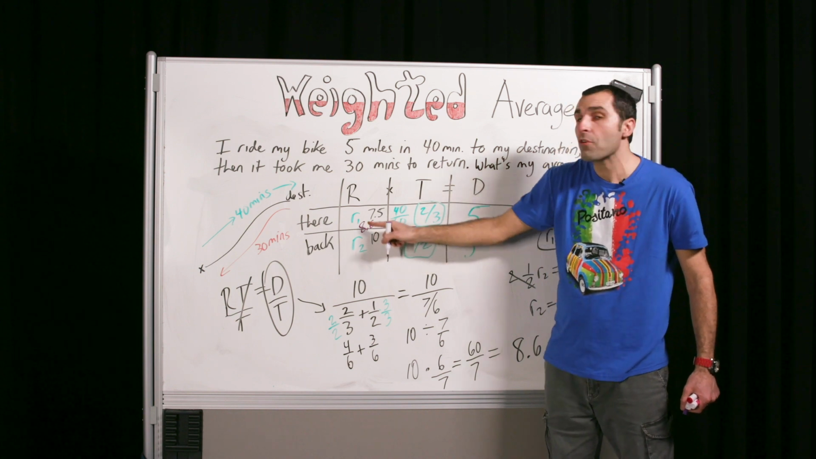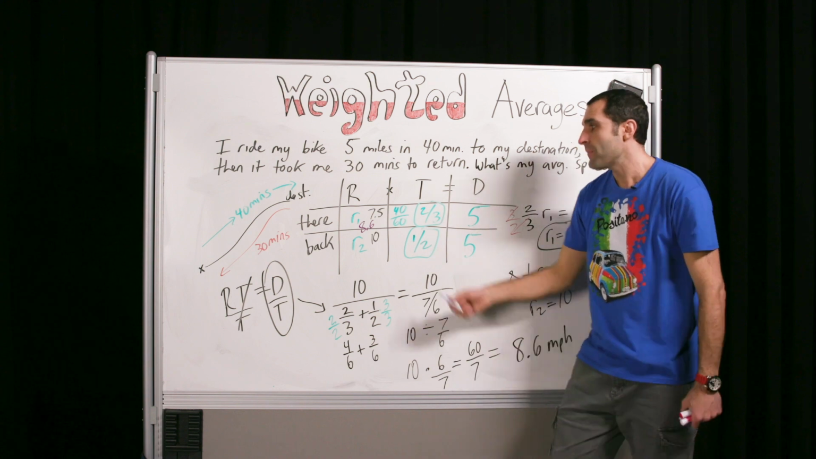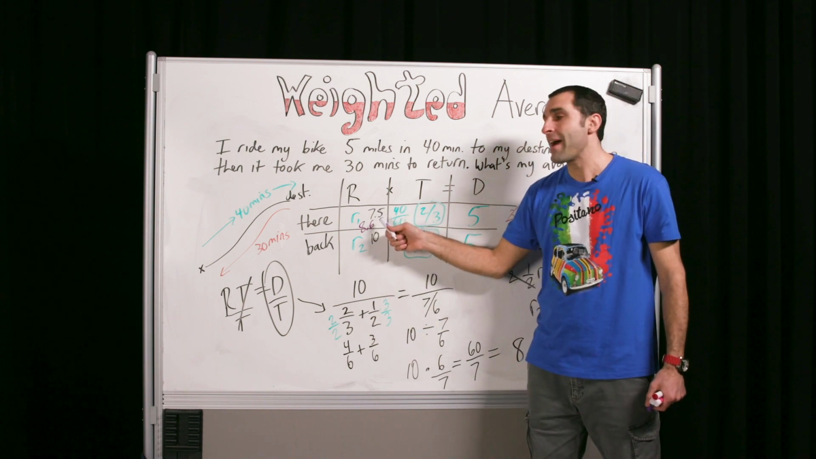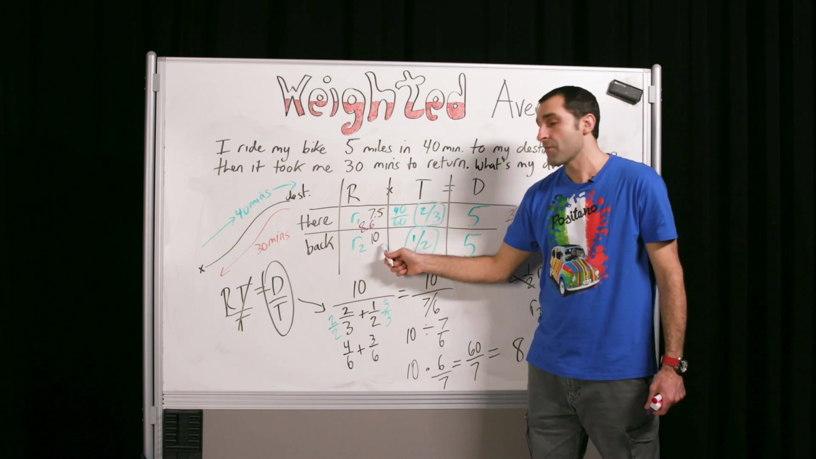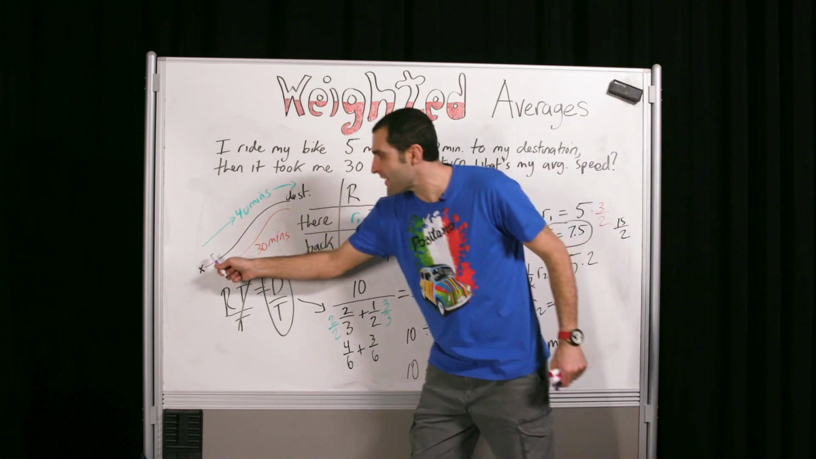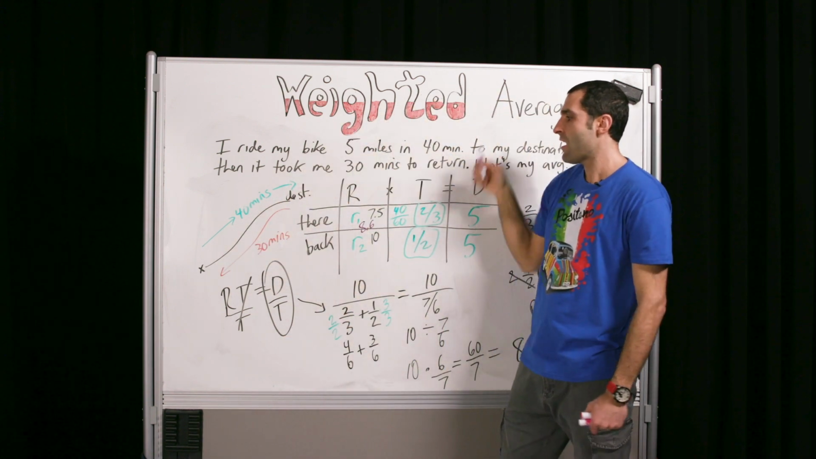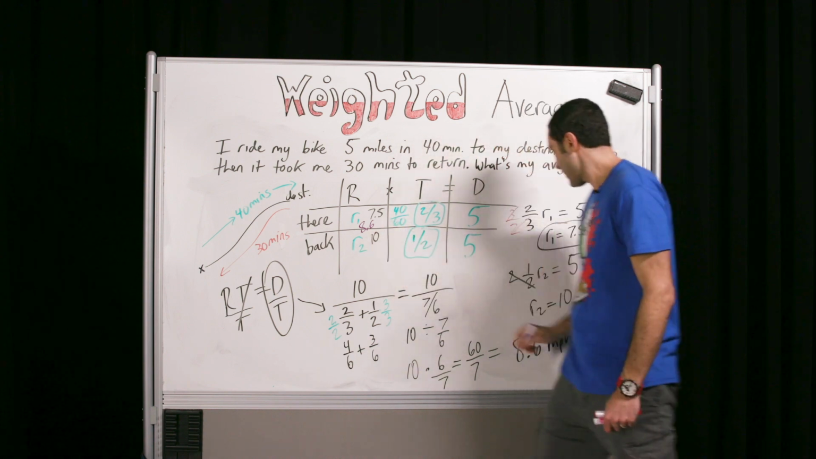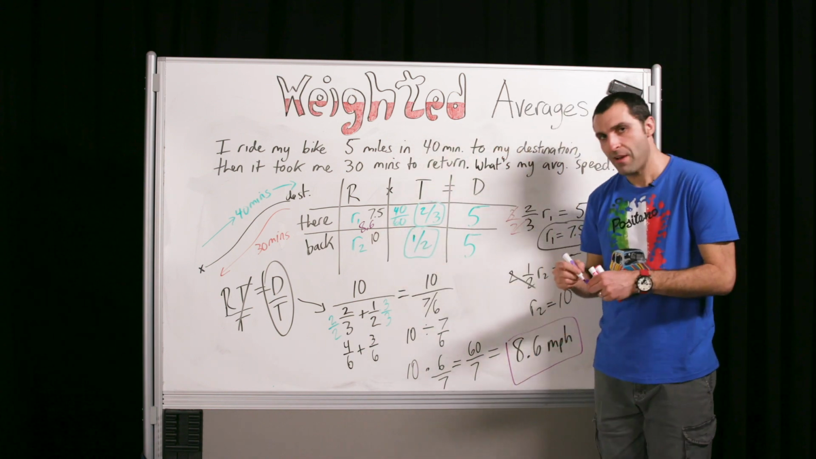This is 1.4 away. So you can see my speed was slower because I was doing this for a longer amount of time. I was doing this for 40 minutes, where I was doing this for only 30 minutes. So that slow time it took to get there had more of an influence, had more of a weight on my average speed. So that's why it's 8.6 miles per hour.